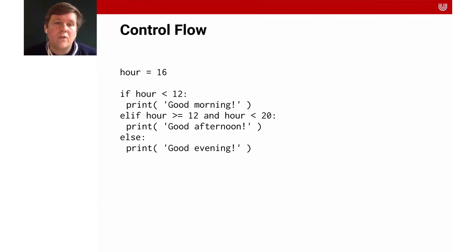There are also constructs for the control flow. As you can see here, we have an hour, which is set to 16. And if the hour is below 12, we print good morning. Else if, right? If the number is between 12 and 20, we print good afternoon. And if the number is larger than 20, then we print good evening.